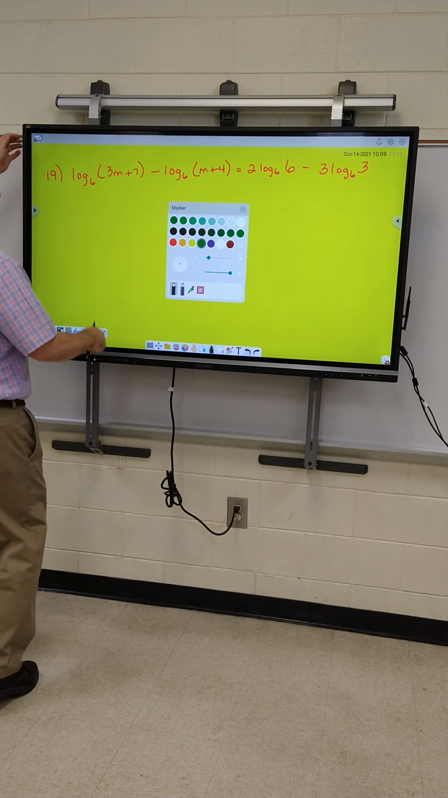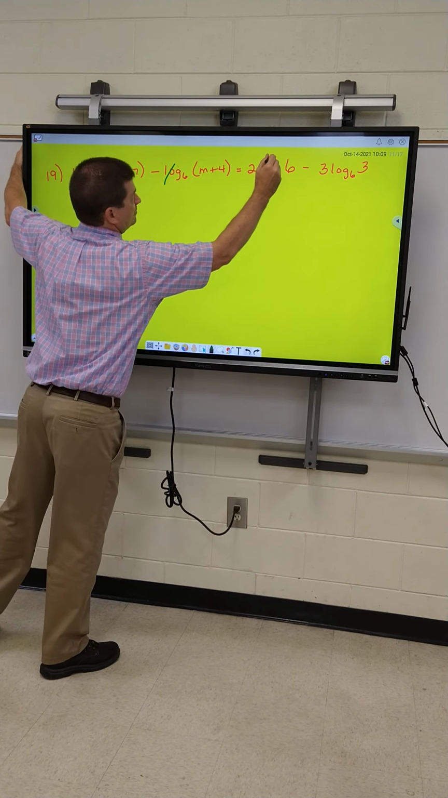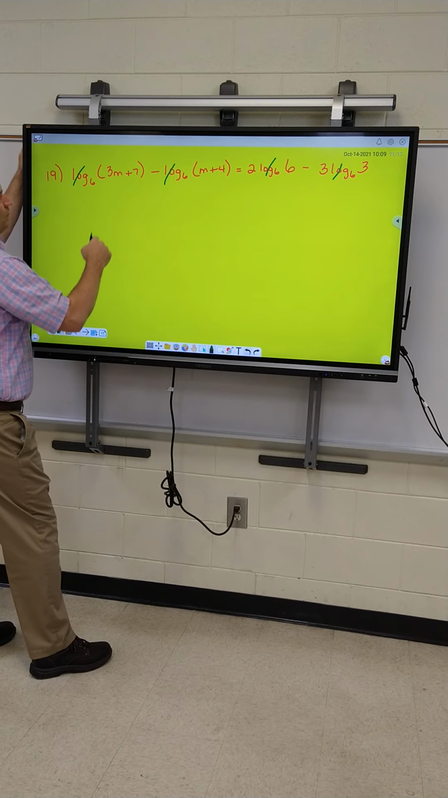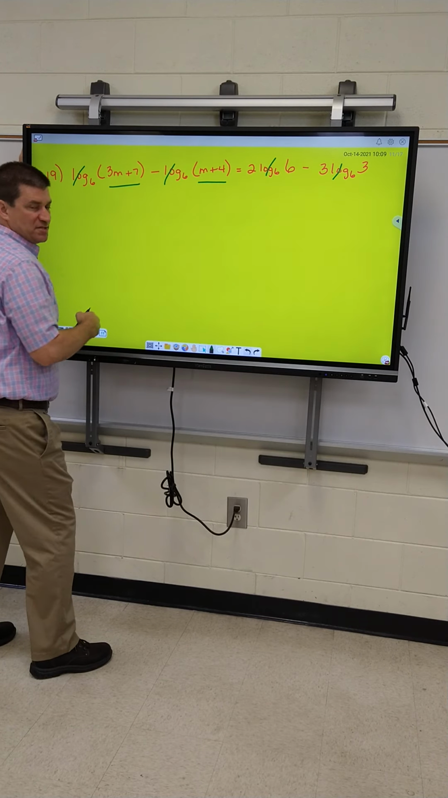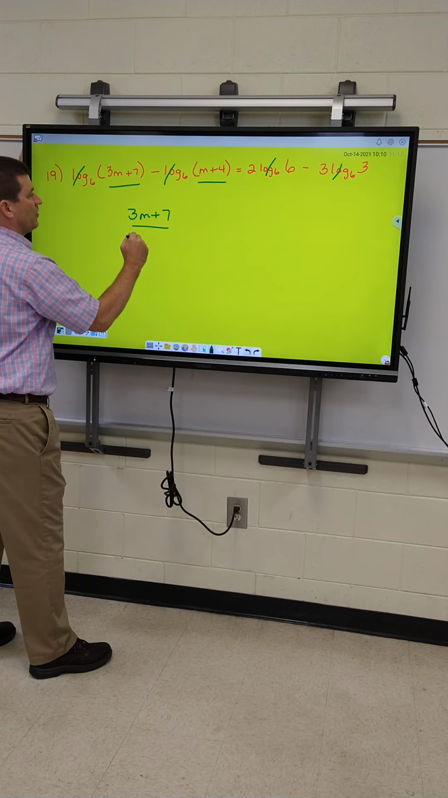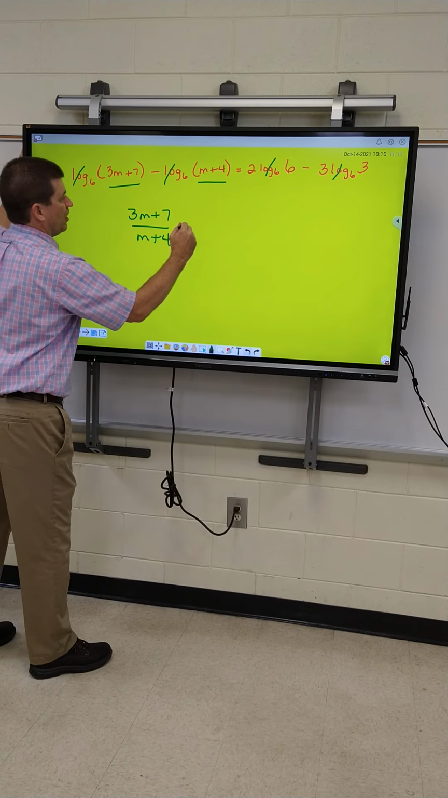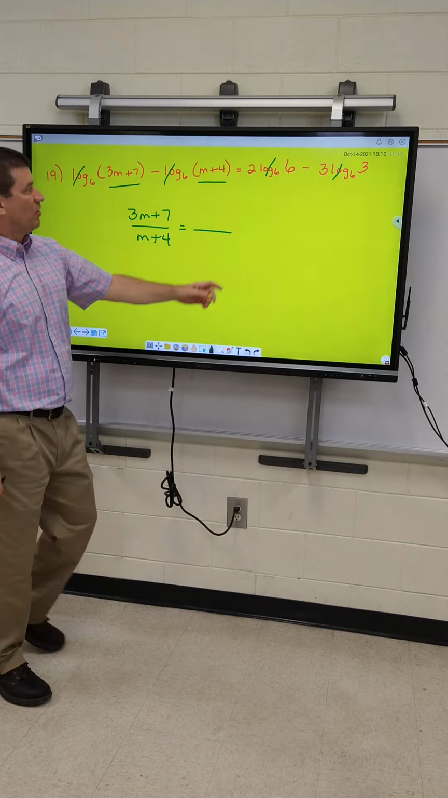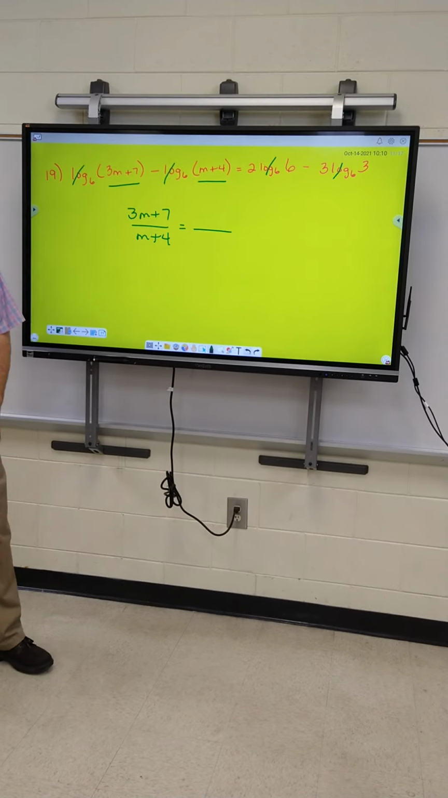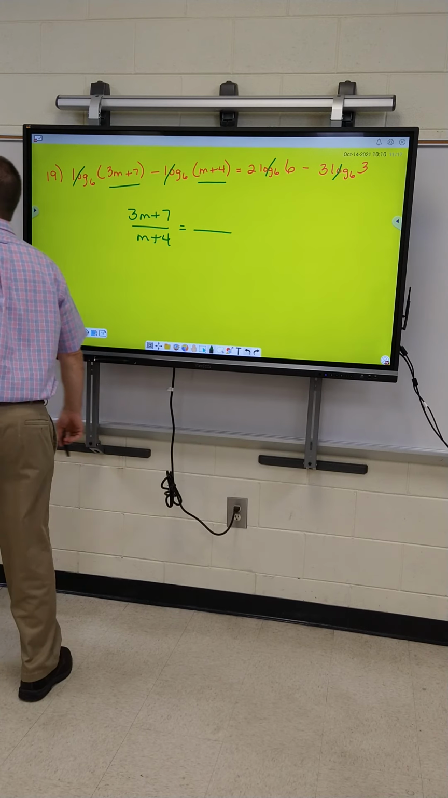All right, when you set it up, I know I marked the logs out. What do I do with these two on the left side? This one and this one. What do I do with these two? You divide them. 3m plus 7 over m plus 4. All right, other side. We're going to divide these two. So what goes on the top? It's 6.